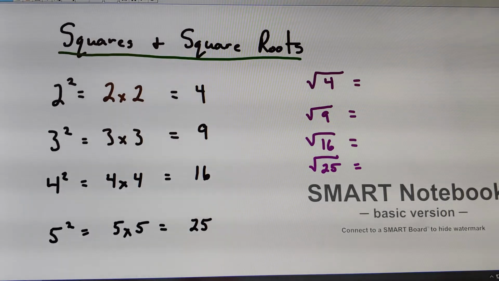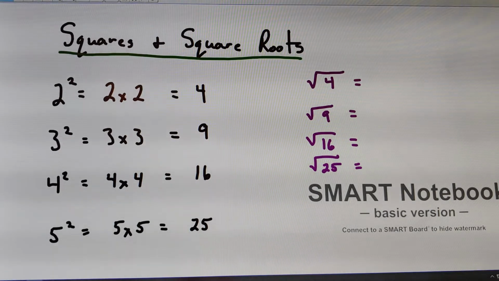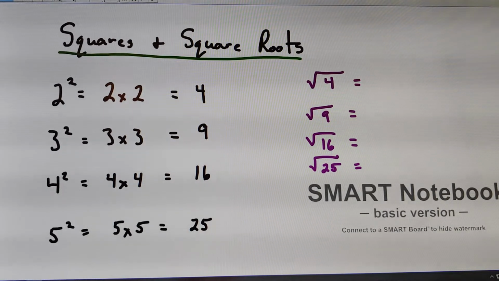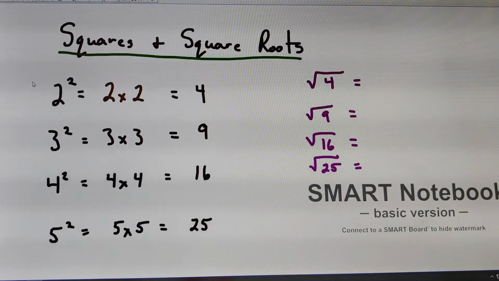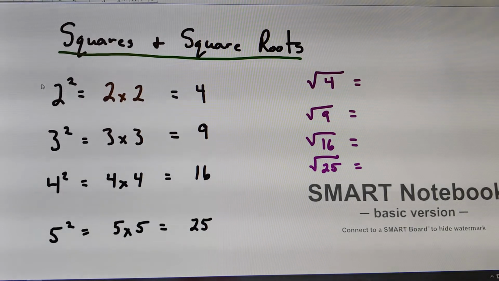So we're starting a new unit. This is going to be on Pythagorean theorem. To do that, though, we have to do a little bit of a review on squares and square roots. So we've been chatting about this since the beginning of the year. I'm sure none of what I'm about to show you is new, but again, the refresher's good.